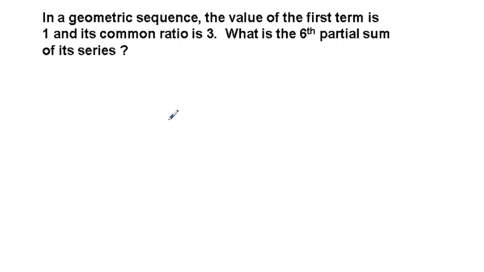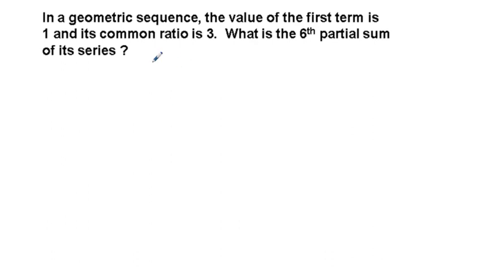Okay, next, in a geometric sequence, the value of the first term is 1 and the common ratio is 3. What is the sixth partial sum? Well, you have to know some things here. You have to know what a geometric sequence is. You have to know what a common ratio is. We're given the first term is 1. A partial sum is the terms of a sequence added up together.